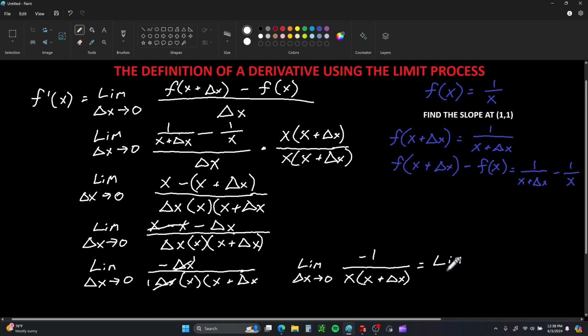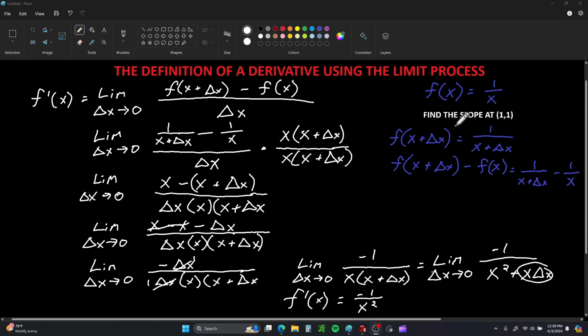Just this last step. I'm going to distribute. When delta x gets to 0, this term falls out. So our derivative, f prime of x, is minus 1 over x squared.